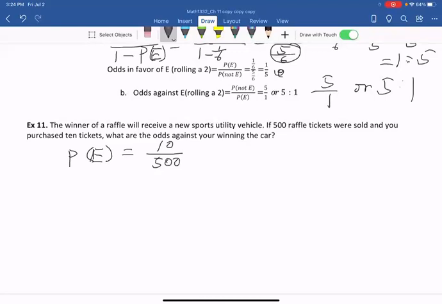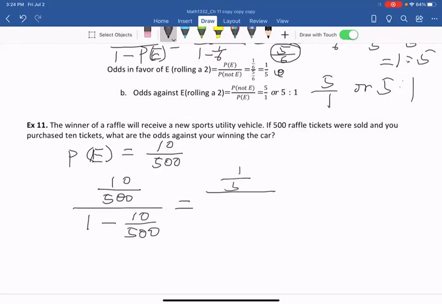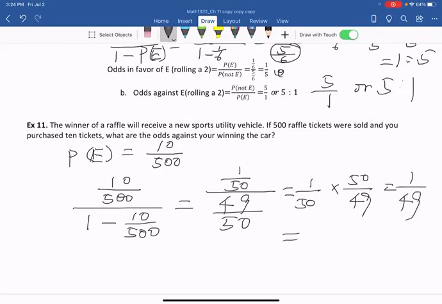So the odds in favor of E equals P of E, which is 10 over 500, over 1 minus 10 over 500. So we need to simplify this. The top part should be 1 over 50, and the bottom part is 49 over 50. 1 over 50 times 50 over 49 equals 1 over 49. You can also write it as a ratio, 1 to 49.